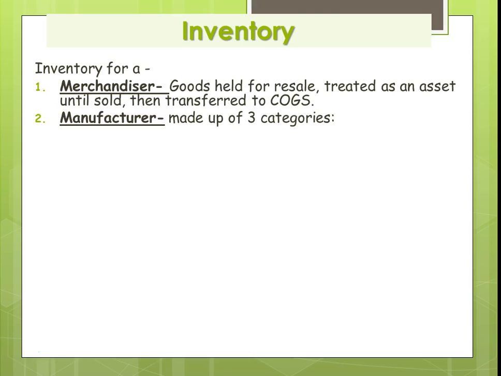The other type of company that carries inventory is a manufacturer. These are companies that actually make things, and these types of companies have three categories. They have raw materials, which is the material they buy to make the goods. Then they transfer from raw materials to work in process, where they add labor and overhead type costs. And then when they complete them, they transfer them to finished goods. They go from finished goods to cost of goods sold.